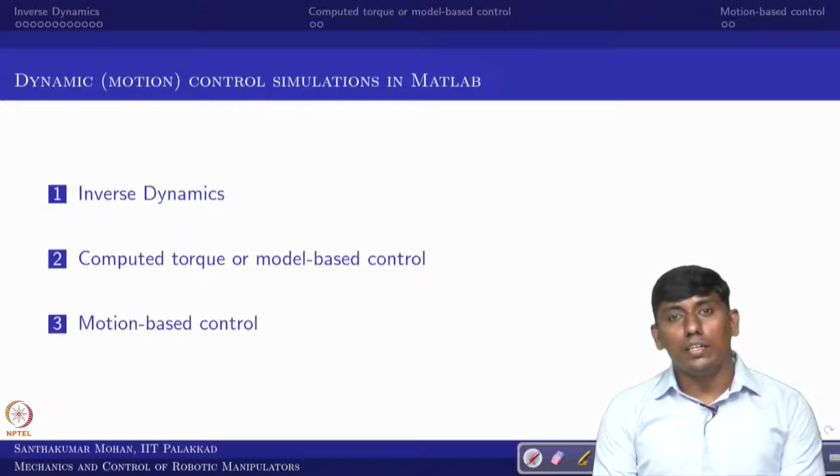Then we started talking about how the second order error dynamics is stable. Then we derived what is called computed torque control, which some people call PD with feed forward, or feedback linearization control. Some people simply call it model based control.